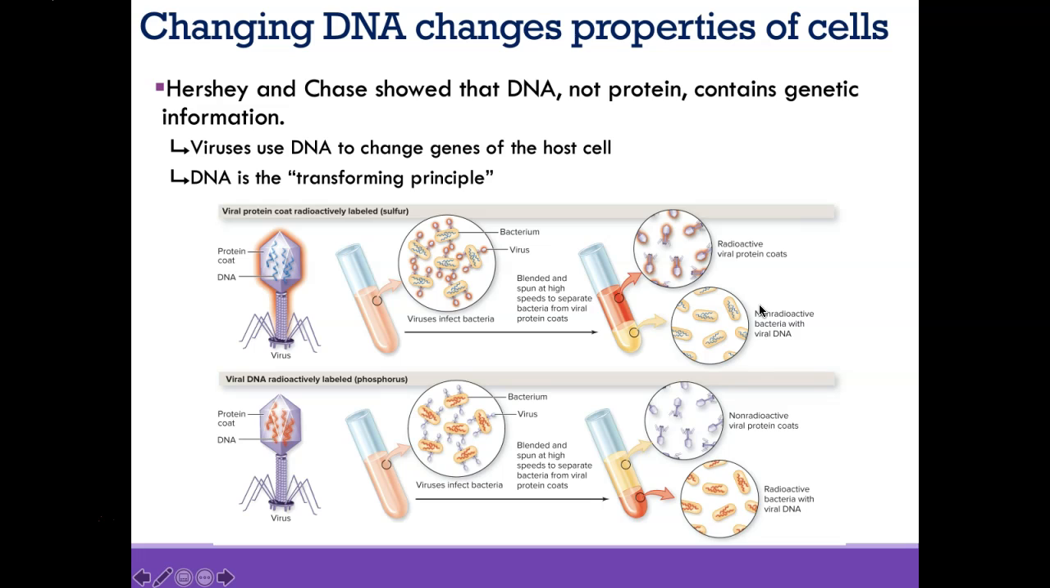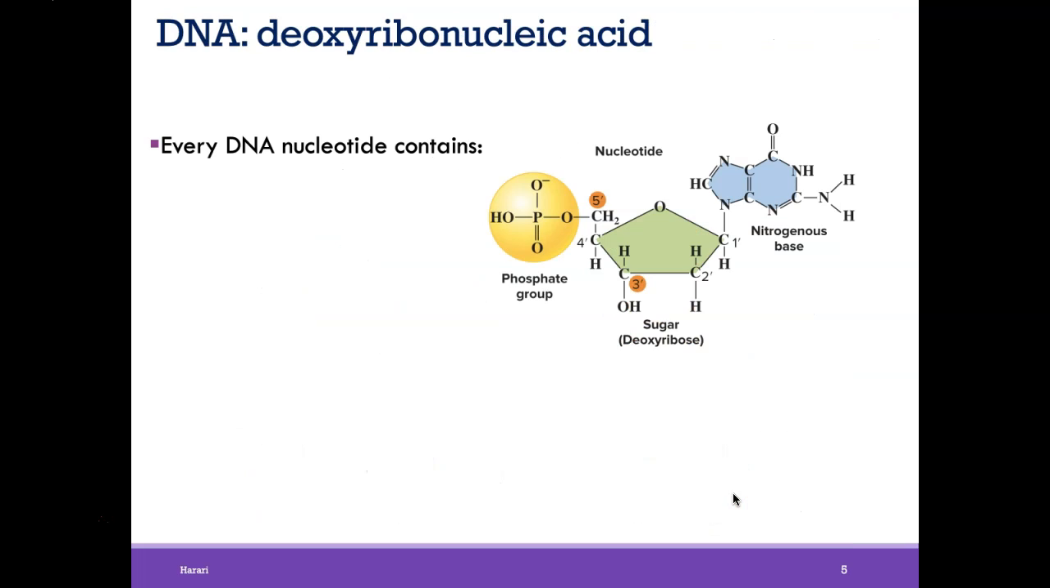And what they saw was that with the cells that were infected with the protein coat labeled, there was nothing radioactive inside the bacteria. However, when the DNA was radioactively labeled, they saw all the bacteria had radioactively labeled viral DNA. So this was proof that it's DNA that is the transforming principle that can go from a virus into a cell that can actually change their properties.